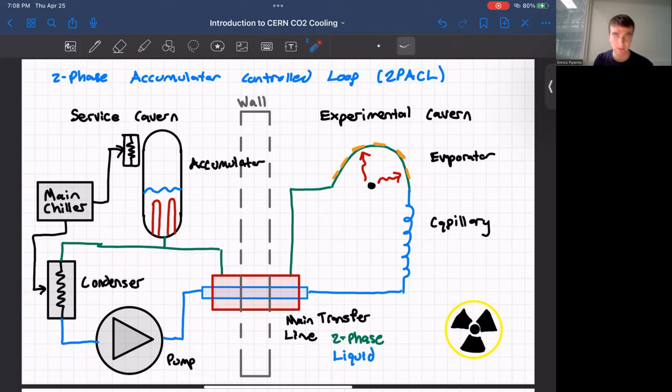So the main chiller is an independent refrigeration cycle, which helps the two-phase loop. The main chiller is usually a vapor compression cycle.